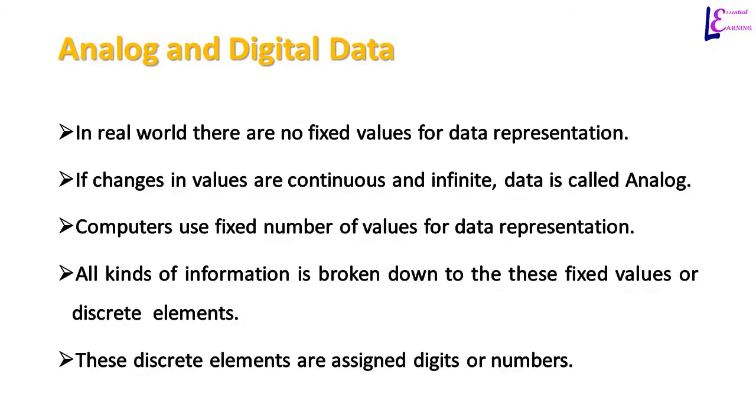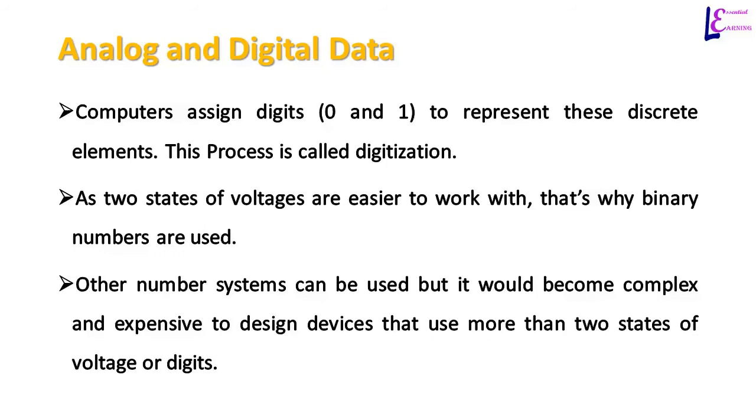In the real world, there are no fixed values for data representation. If change in value of data is continuous and infinite, data is called analog, like an electrical signal in stereo or human voice. Computers use a fixed number of values for data representation. All kinds of information is broken down to these fixed values or discrete elements. These discrete elements are assigned digits or numbers like 0 and 1. Assigning digits to discrete elements of any type of data is called digitization. Digits assigned are 0 and 1.